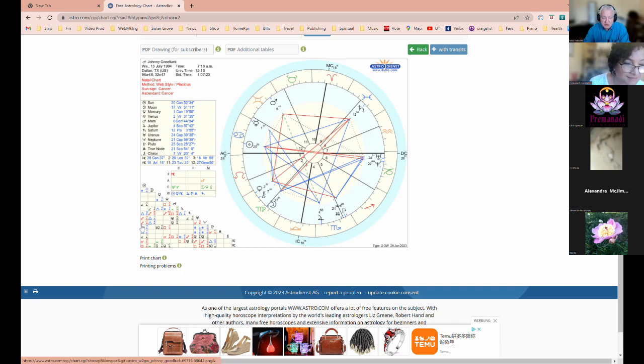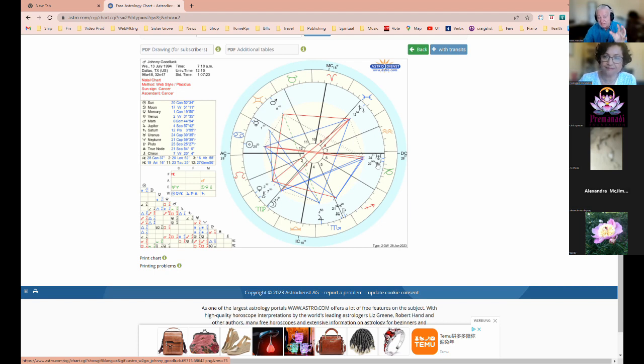You see that? The two circles? And it says -1. That means that there's 1 degree difference. There's 1 degree tolerance. So that's a very exact opposition. I mean, the Sun is at 20°53, which is almost 21 degrees. Neptune is sitting at 22 degrees, actually 21°59.39. So that's just almost an exact opposition.